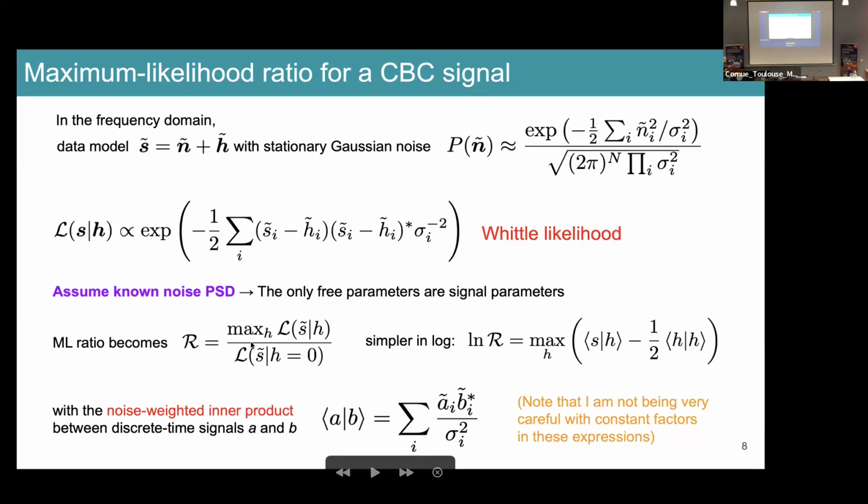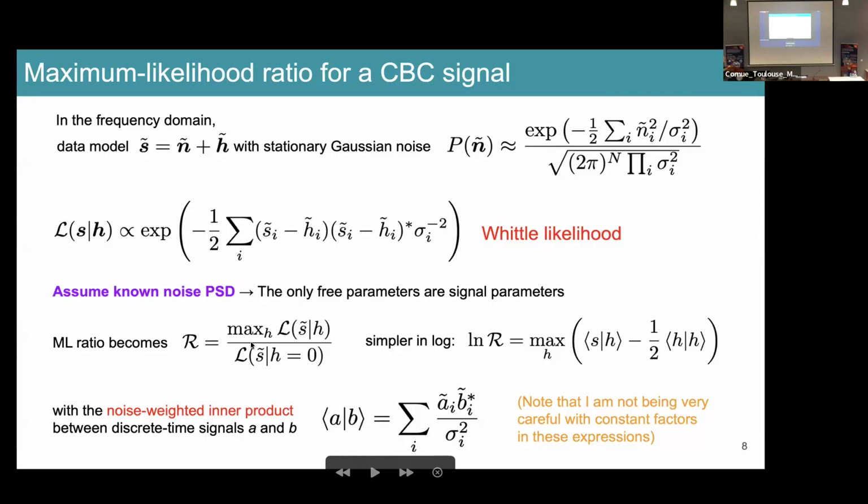Now we are going to make another assumption. We assume that someone told us the noise power spectral density. I'm not going to say how we can make this assumption, but maybe later we can go back to this. So the only three parameters are the CBC signal parameters. So the maximum likelihood ratio becomes like this.